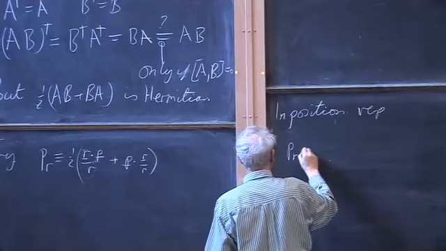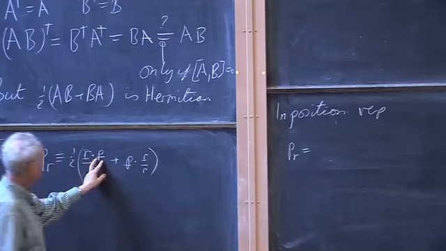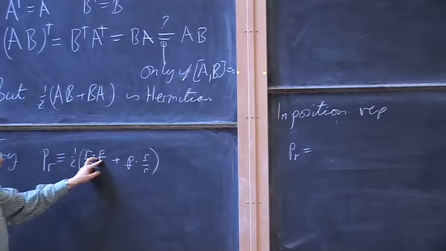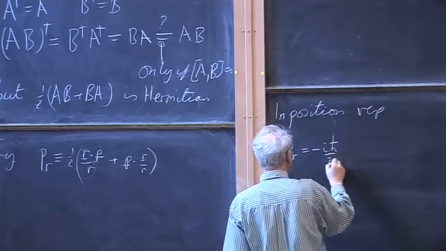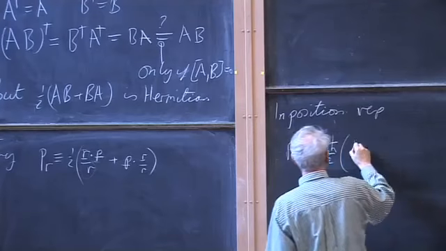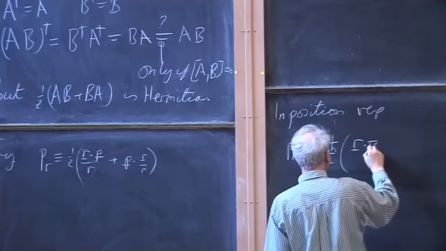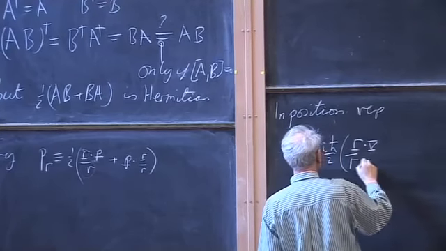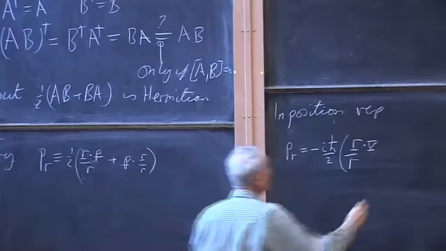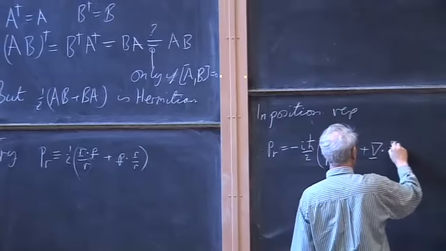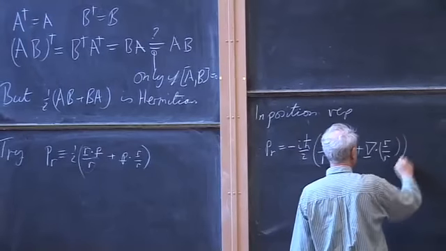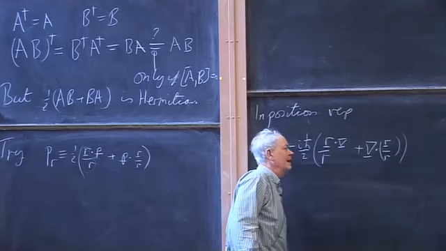So PR is equal to, so this p gets replaced by minus i h bar grad, right? So this is going to be minus i h bar over 2 common factor. We're going to have r dot grad over r. This, of course, is the scalar r, plus the divergence of r over r.